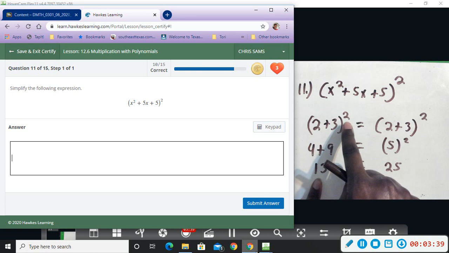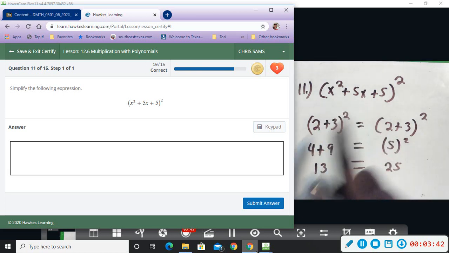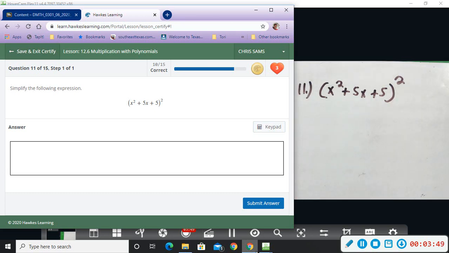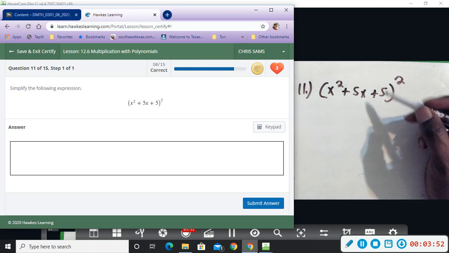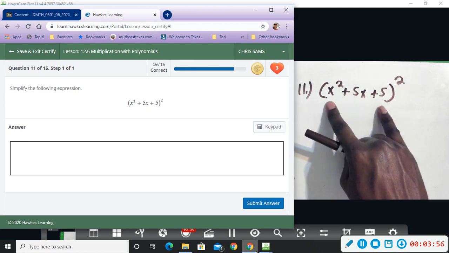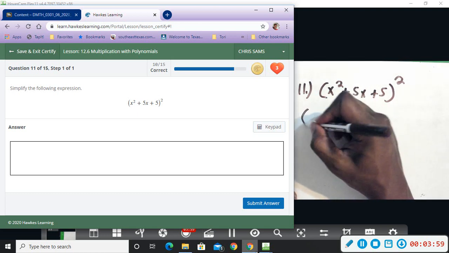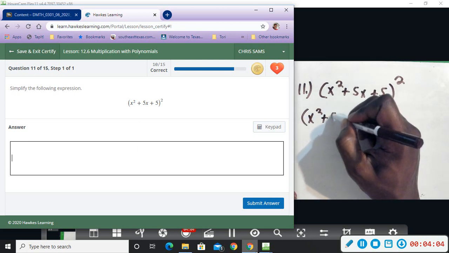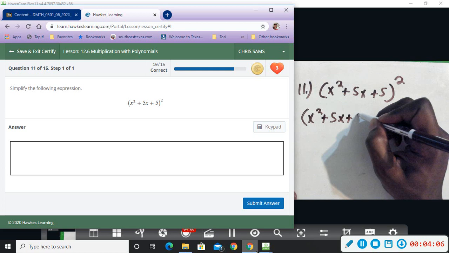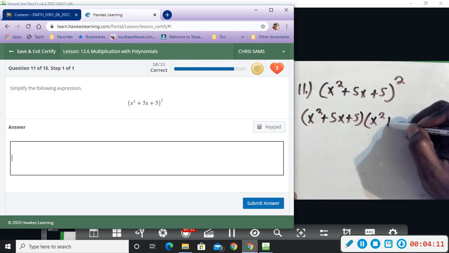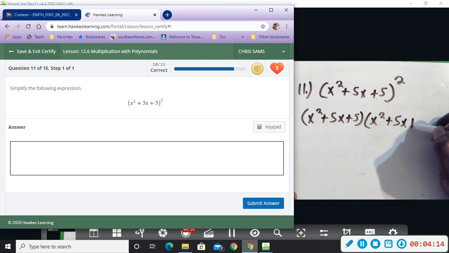So we can't just square each term when you have addition. You actually have to FOIL it out. So this is what we need to do here. Don't make that common mistake. It's made a lot. They call it the freshman dream. So this is what this really means. You're going to write this thing down twice because squared means multiplying this times itself. So we're going to do x squared plus 5x plus 5, and then x squared plus 5x plus 5.